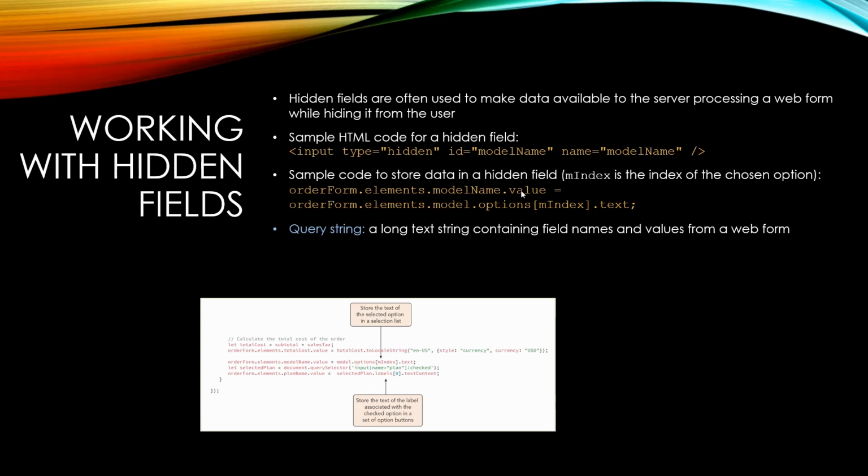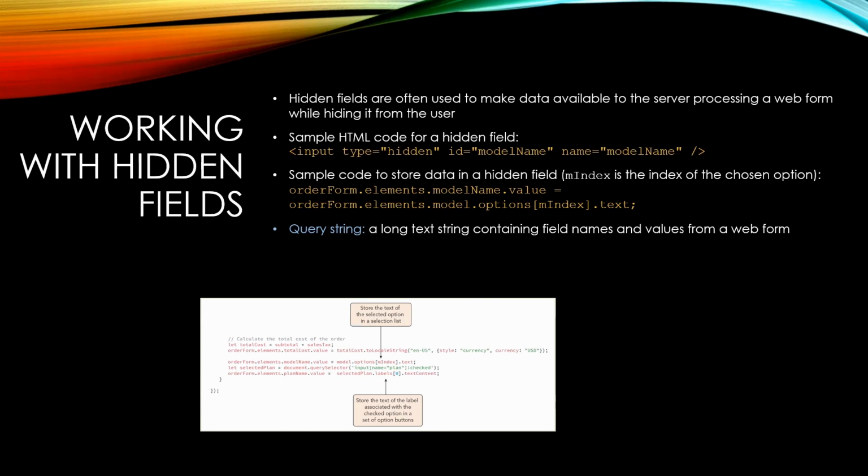orderForm.elements.modelName.value equals options.text. Okay, so that's going to store the text of the selected option in a list. So again, we're putting information into that element and we're associating it with that element without really the user needing to know that it's there.